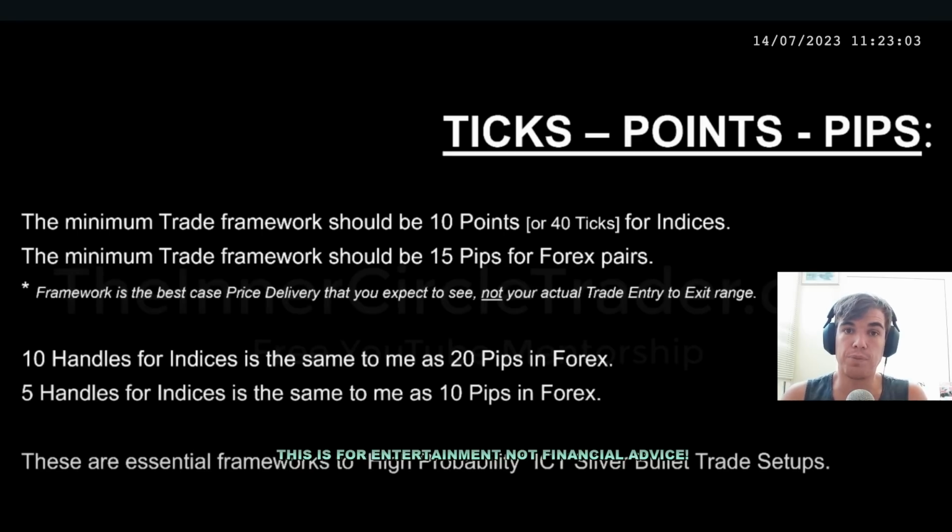And you're going to have a few opportunities to do this, and it goes on about, if you're trading indices, you need at least 40 ticks, which is 10 points. If you're trading the Forex pairs, like you can see right here, he's talking about 15 pips. So what else do we need to know about this?